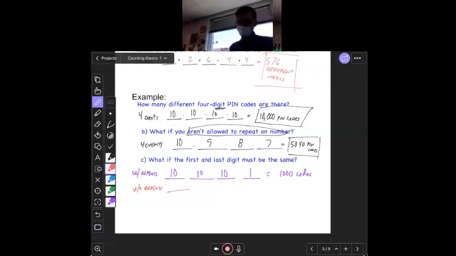That first time we go, we have 10 choices. Then we only have 9. We only have 8. And then we only have 1. 9 times 8 is 72. Times 10 is 720. If your first and last number are the same, and the other two are different, then there must only be 720 possible combinations for that.